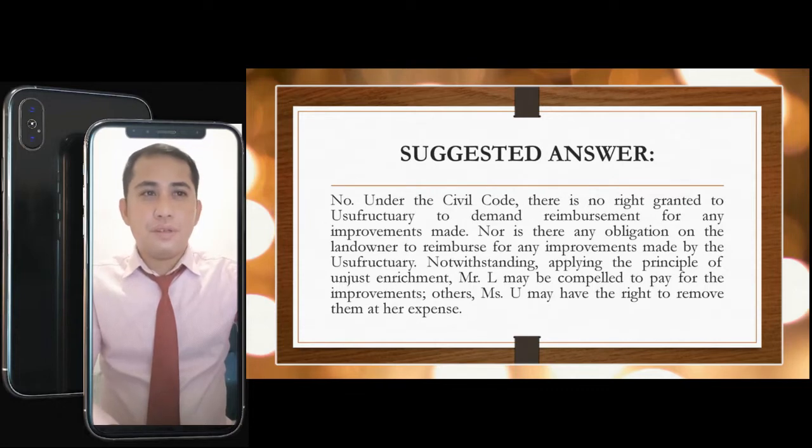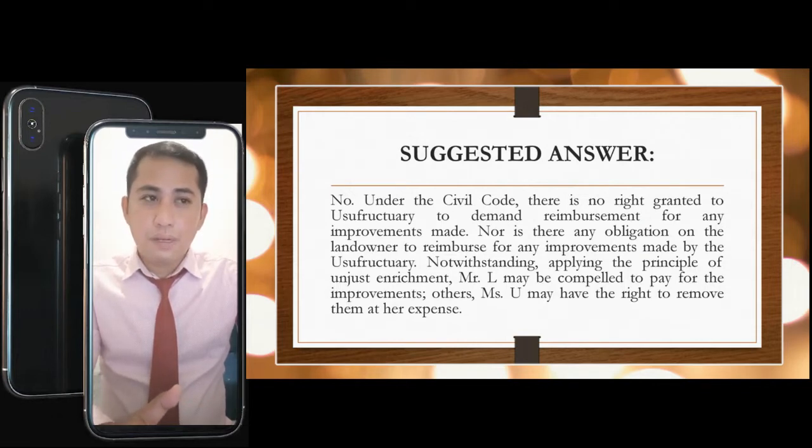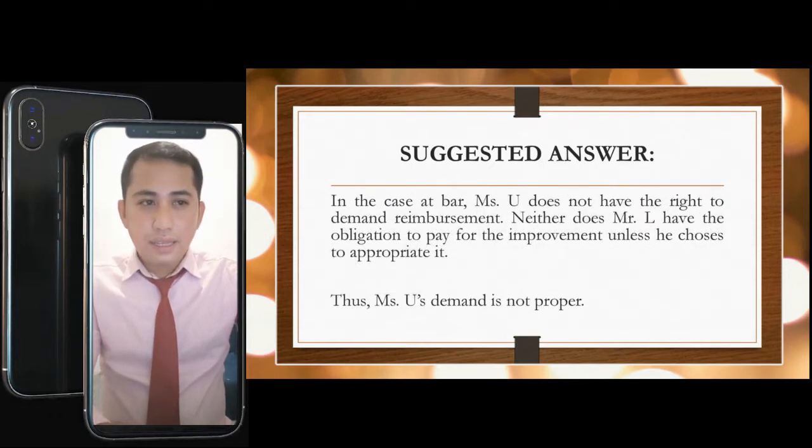The answer: no. Under the Civil Code, there is no right granted to the usufructuary to demand reimbursement for any improvements made, nor is there any obligation on the landowner to reimburse for any improvements made by the usufructuary. Notwithstanding, applying the principle of unjust enrichment, Mr. L may be compelled to pay for the improvements made by Miss U, or Miss U would have to remove them at her expense. In the case at bar, Miss U does not have the right to demand reimbursement. Neither does Mr. L have the obligation to pay for the improvements unless he chooses to appropriate them. Thus, Miss U's demand is not proper.